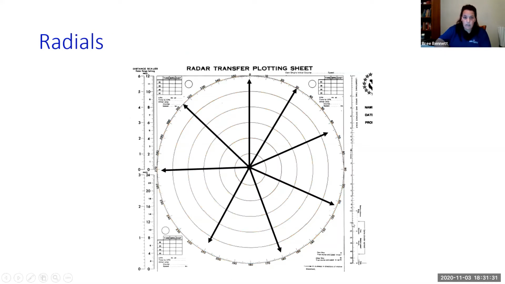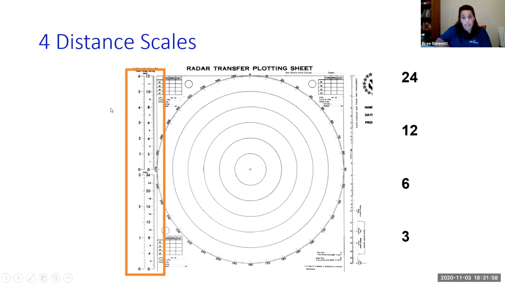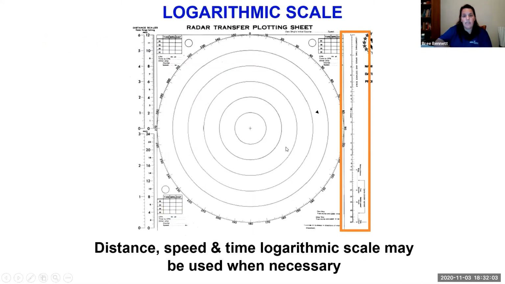Then we have our degrees around the plotting sheet. So we have north, east, south, west, kind of like a compass rose. In this case, we're just assuming everything is true. We're not going to do any compass error or anything like that. So those are our degrees. And then we have our distance scales on the side. So we have the 24, 12, 6, and 3.